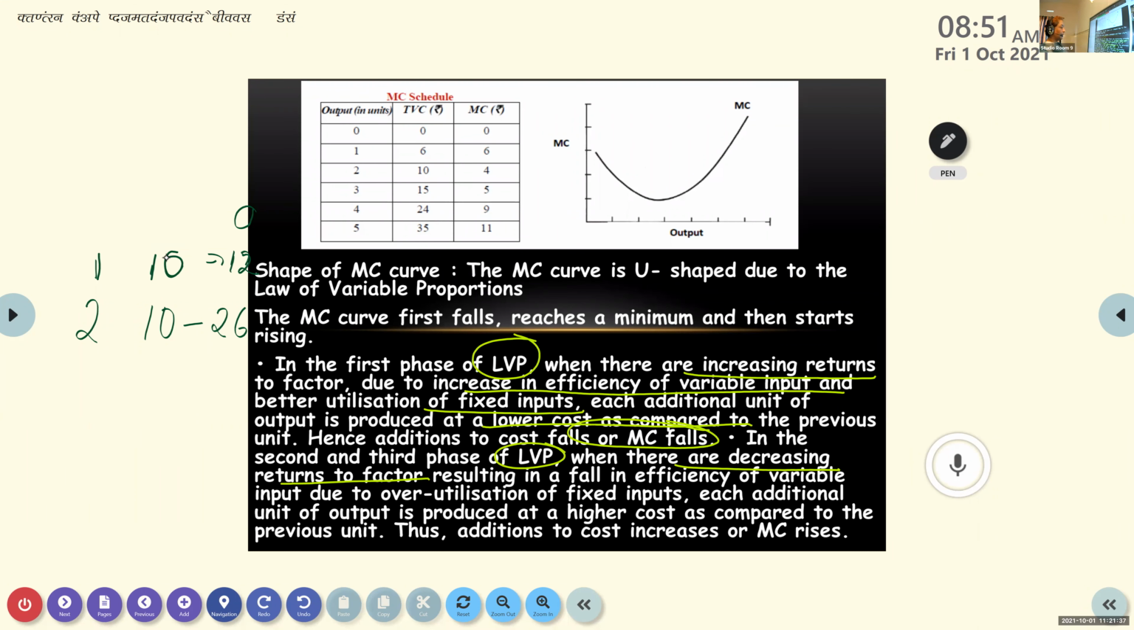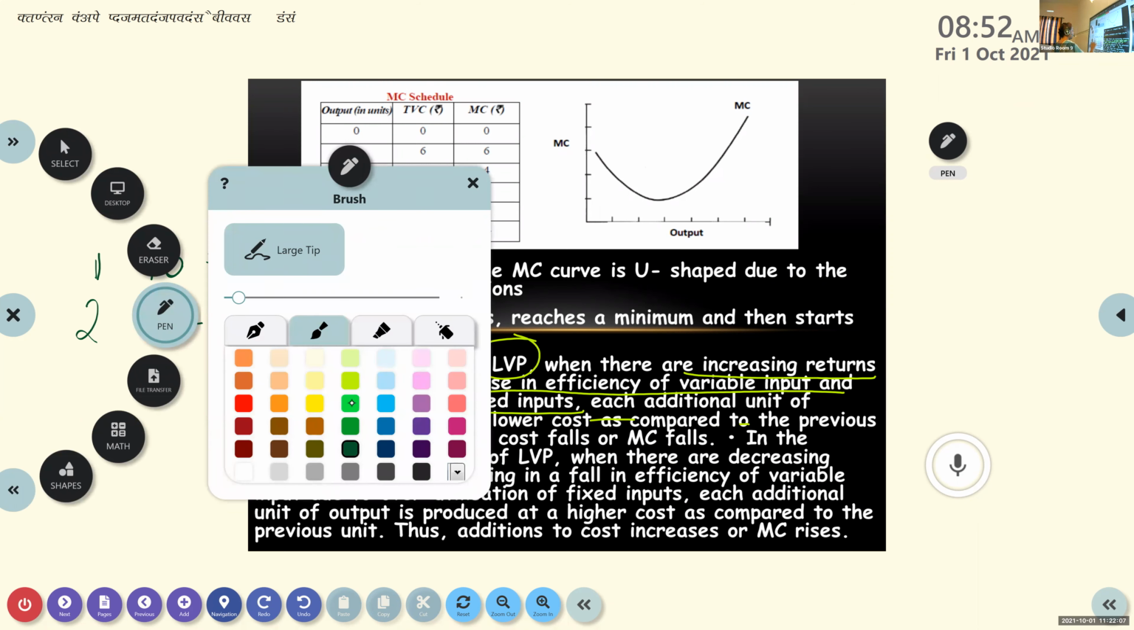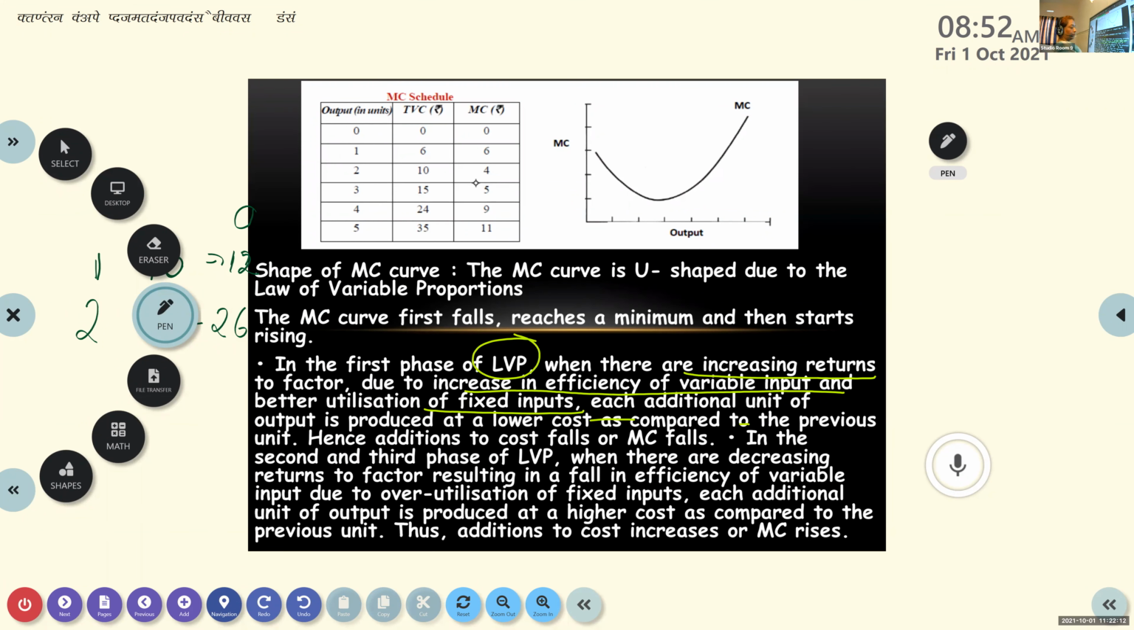Now in this, in the second phase and third phase, what is happening? The returns to a factor is getting reduced. What is the reason for that? That is a fall in the efficiency of variable input and overutilization of fixed inputs. In the first stage, what did I say? We have increasing returns. Why are the returns increasing? What reason did I tell?